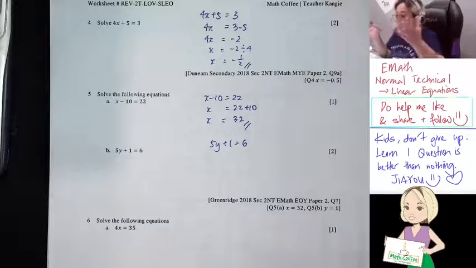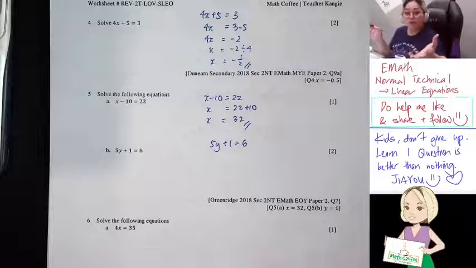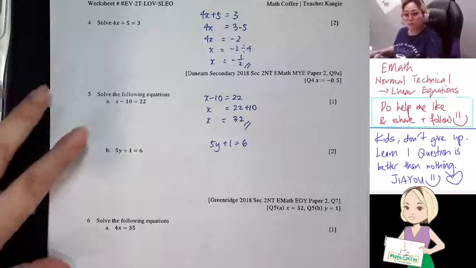Okay, so now 5y plus 1 equals to 6. Okay, so for those who are listening, I've already done a lot of questions similar, right? So what's the first thing I need to do?